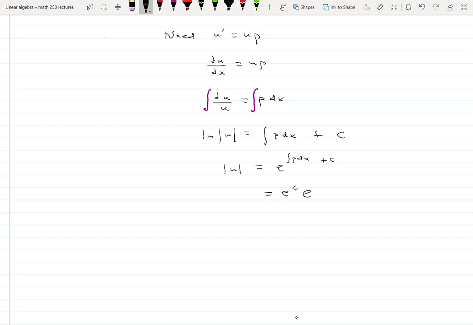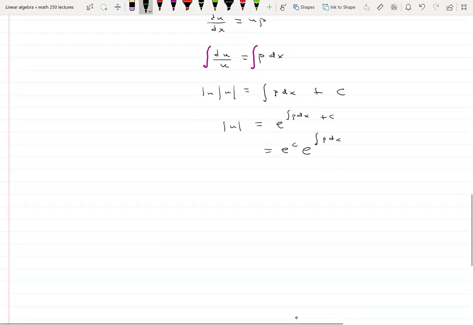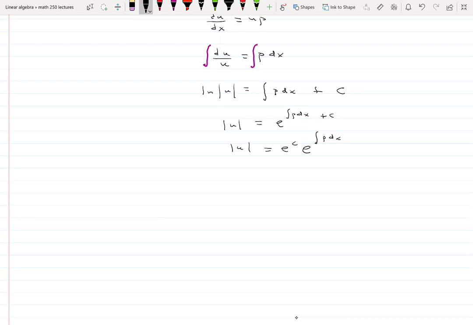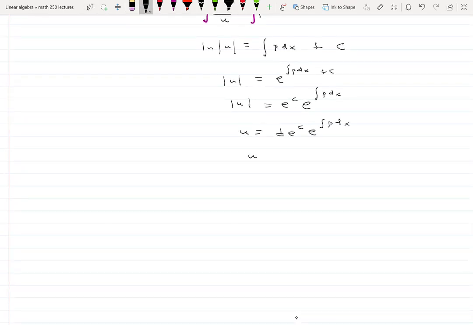We've seen this kind of thing happen before. Absolute value of u, so u equals plus or minus e to the c times e to the integral of p dx, or u equals some constant k times e to the integral of p dx. Now, what we're going to do is we're going to let k equal 1 to make this as simple as possible. What justifies we can do that?